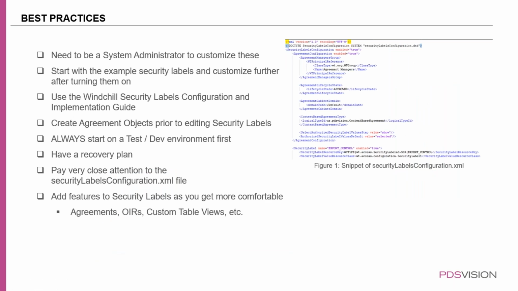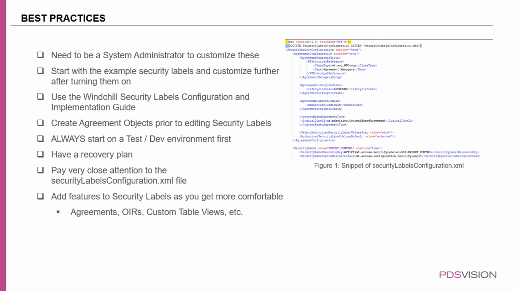Now, the last slide I want to do before I hop into the actual demonstration portion of this webinar is talk about some overall best practices. So before we talk about best practices, the thing you need to know is, again, you need to be a system administrator to actually customize or turn on security labels. You need to actually access where Windchill is installed, and you're going to be editing files inside of there.